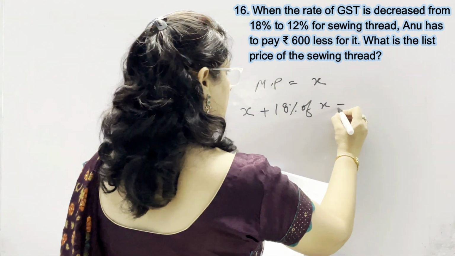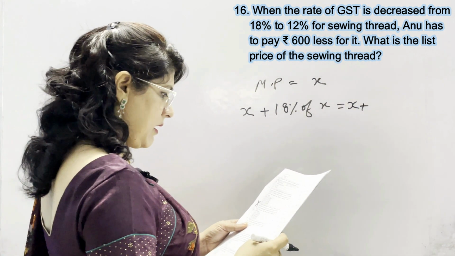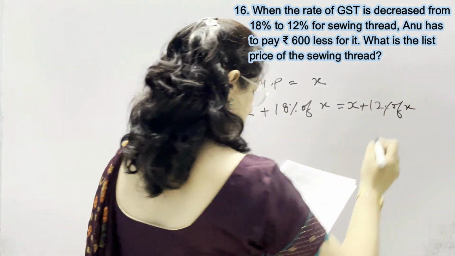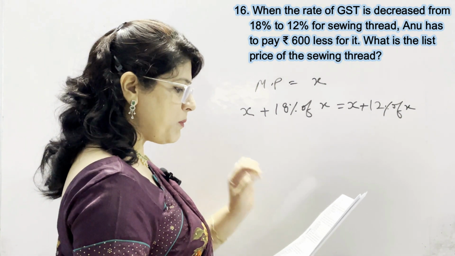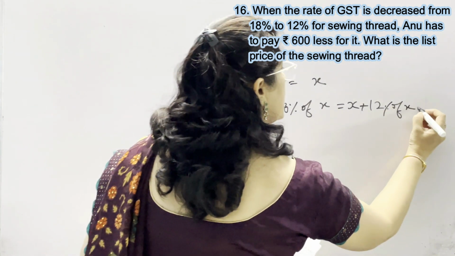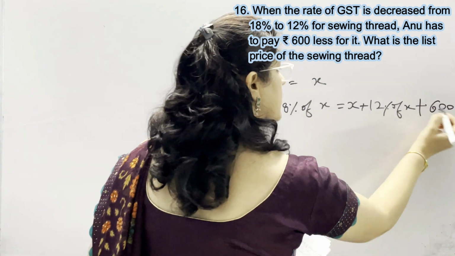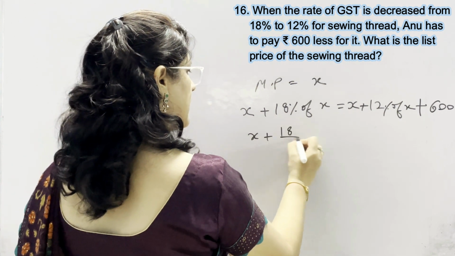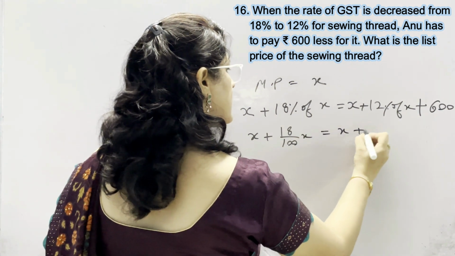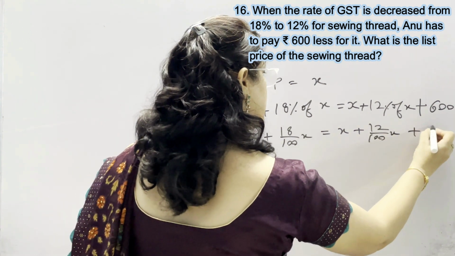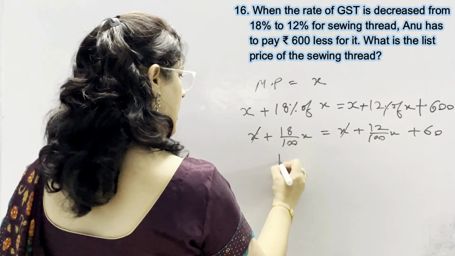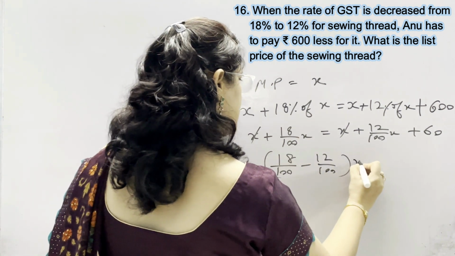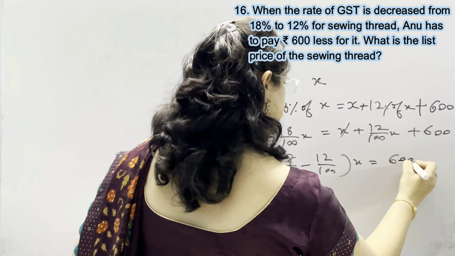But if mark price is X and GST here reduced to 12%, it means 12% of X. And then in this case, Anu has to pay rupees 600 less. It means we need to add 600 on this side where GST is less. So here for calculation, x plus 18% of x is equal to x plus 12% of x and then 600. So after cancellation, 18 upon 100 minus 12 upon 100 x is equal to 600.